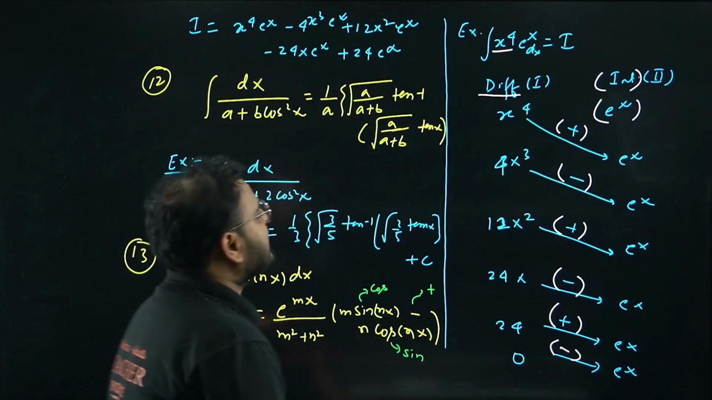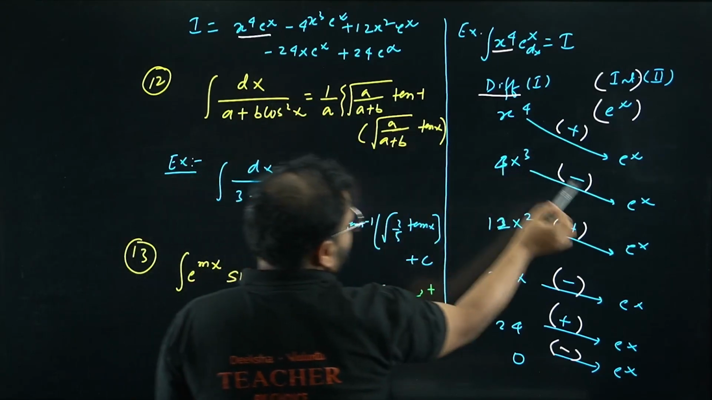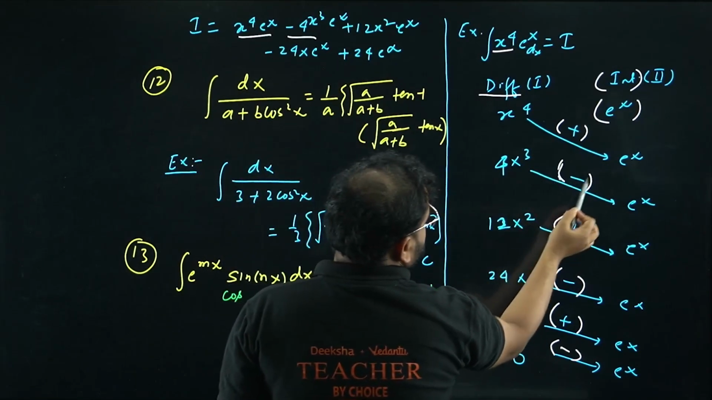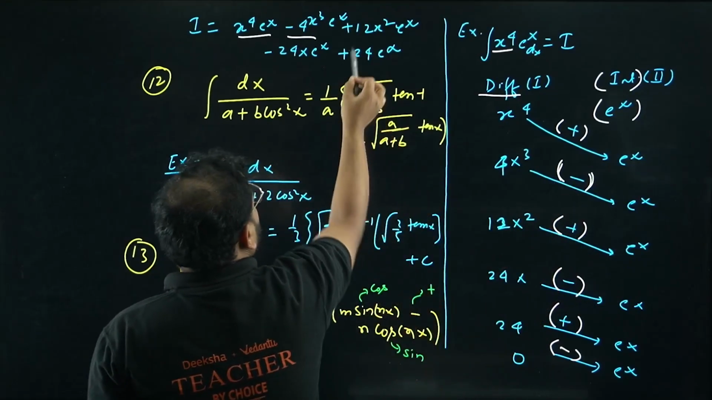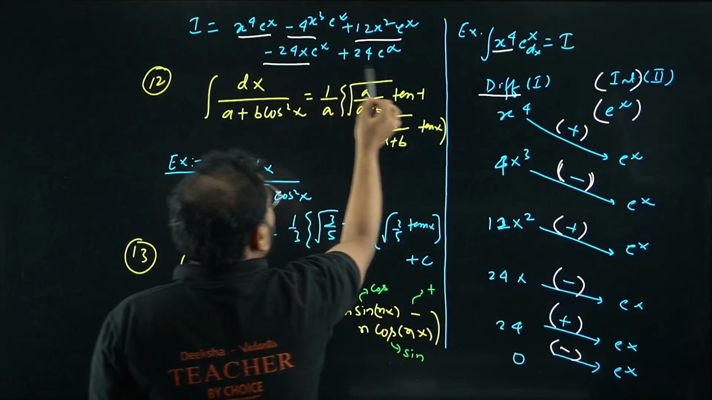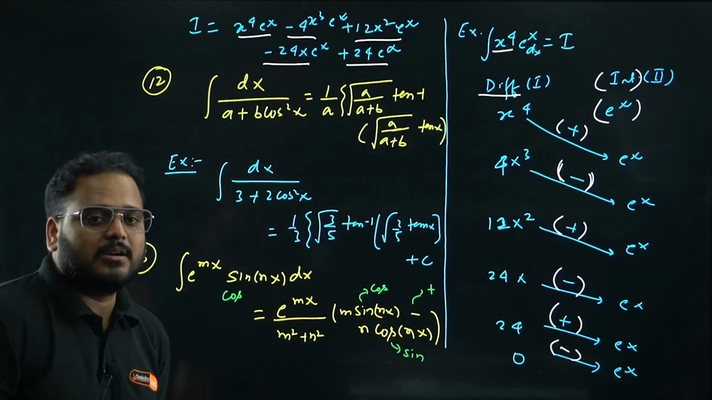Please check. The answer will be, first, e power x, x power 4. Next, minus 4x cube e power x. Why minus, sir? Because of this minus. Again plus e power x, 12x square. Next, minus 24x e power x and plus 24 e power x. That is your result.